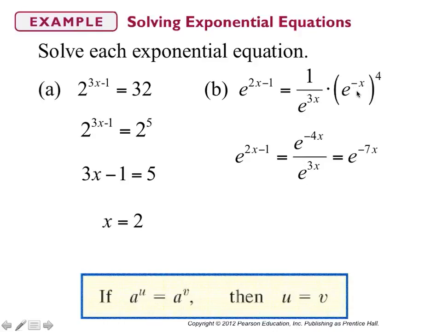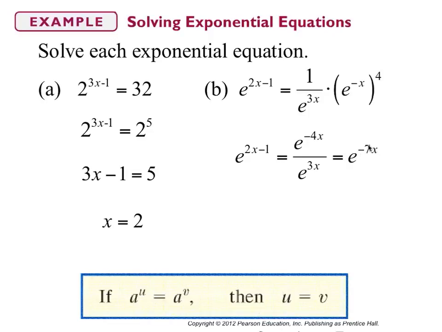So we rewrite this as e to the -4x, this piece on the right. So we have e to the -4x over e to the 3x. Now the other thing you need to remember is that when you're dividing, that's just like subtracting. So if you have the same bases here, you can subtract the exponents. And we know that -4x minus 3x is going to be -7x. So really what we have is e to the 2x minus 1 equals e to the -7x.